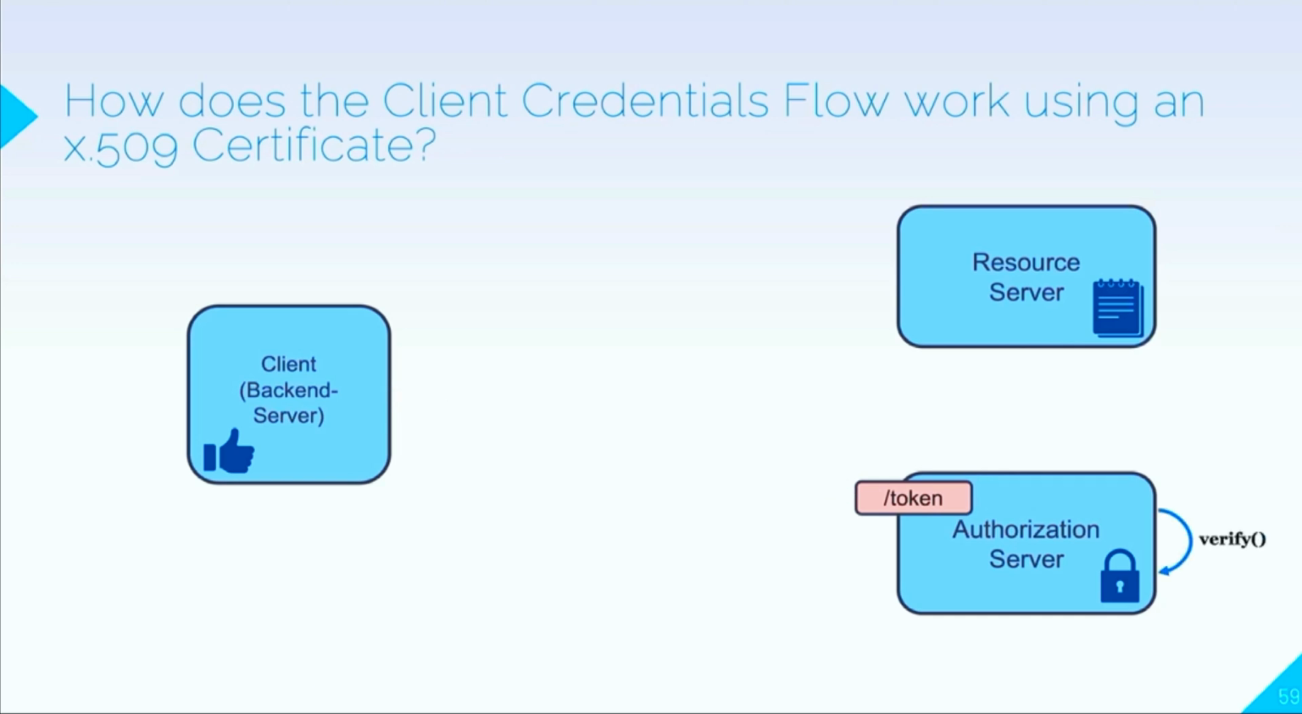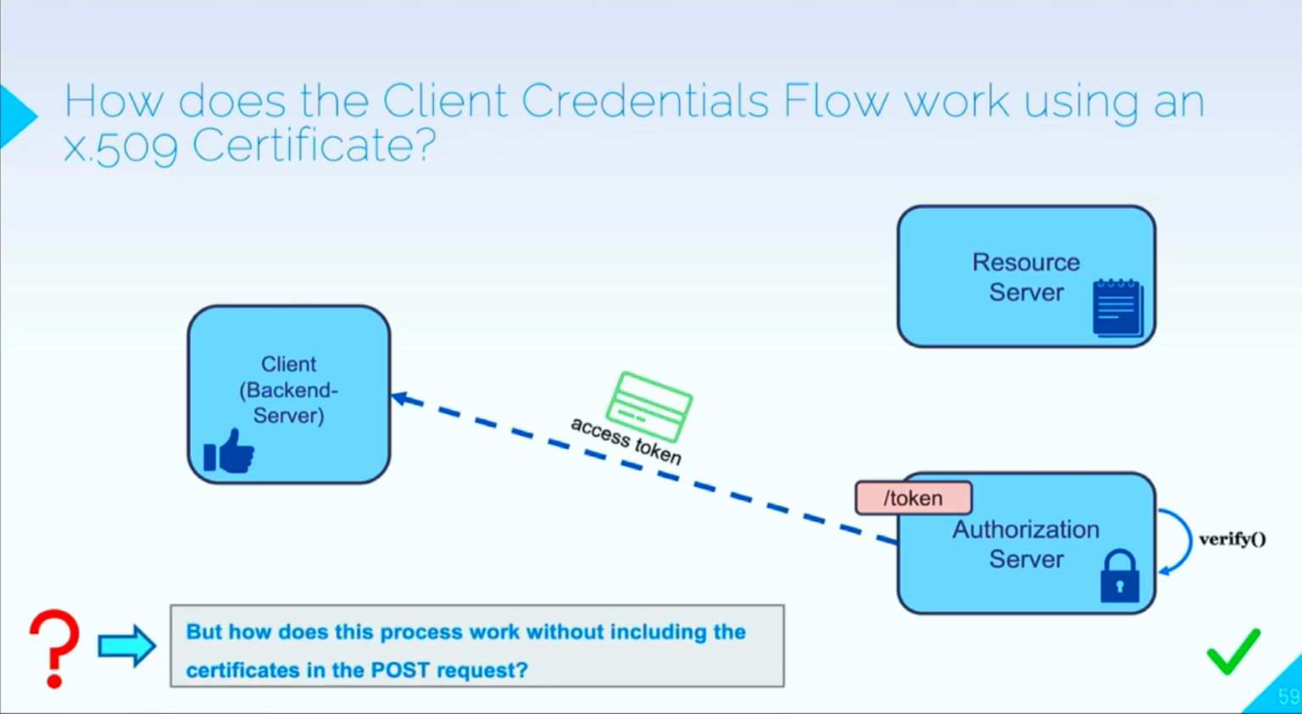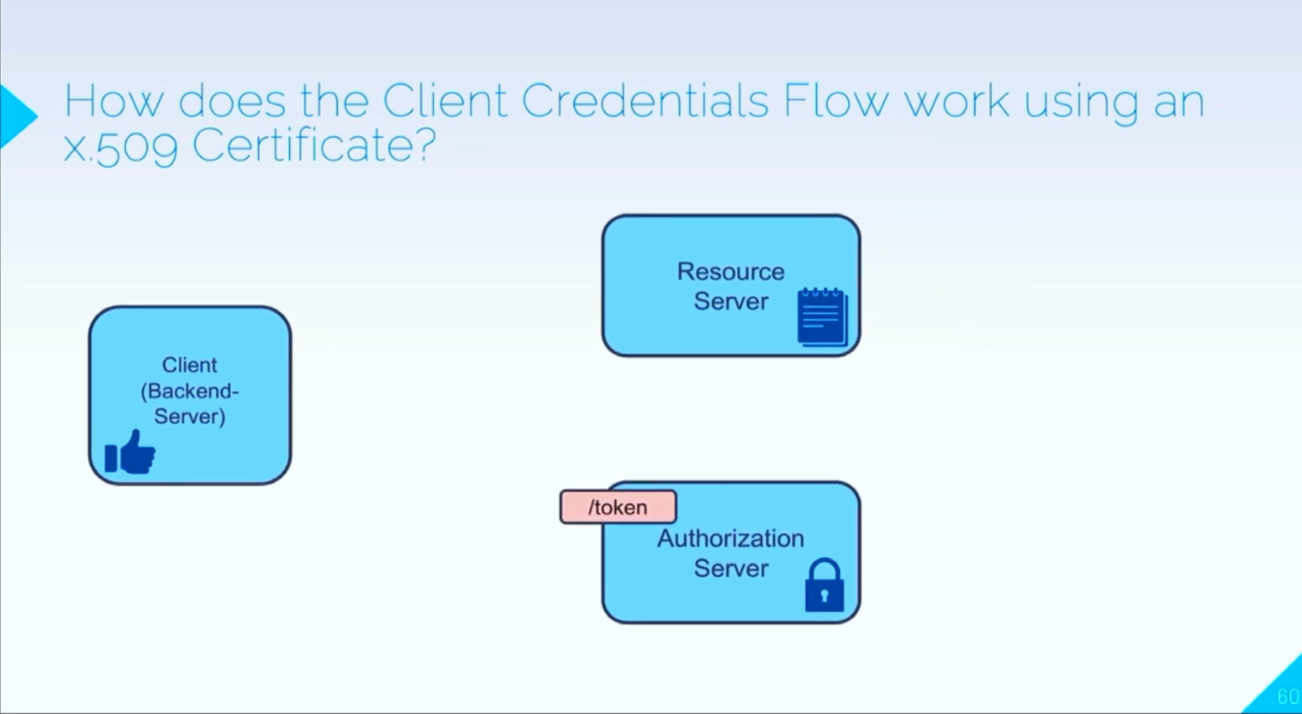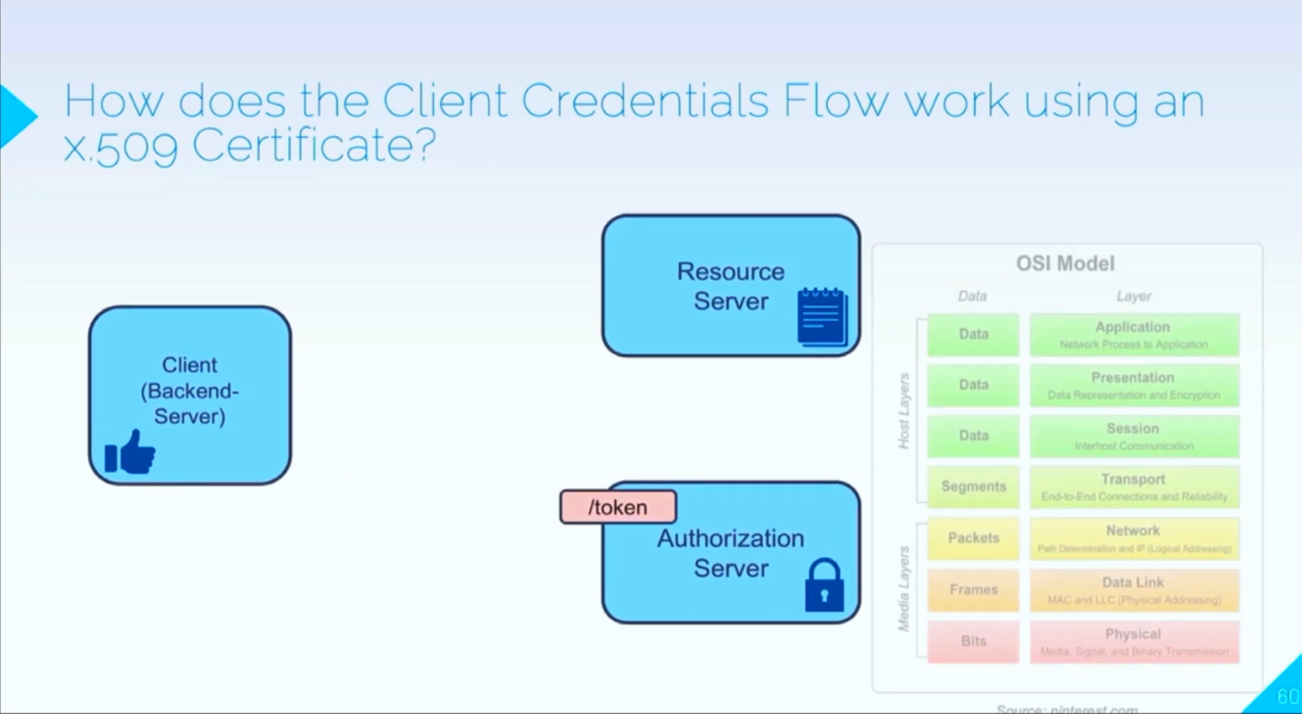The authorization server verifies the request, and if everything is valid, it returns an OAuth 2 access token to the client. But how does this process work without including the certificates in the POST request? This is where mutual TLS protocol comes into play, showcasing its strong security compared to other client authentication methods. The authentication doesn't occur within the request itself at the application layer, but instead at the TLS layer.